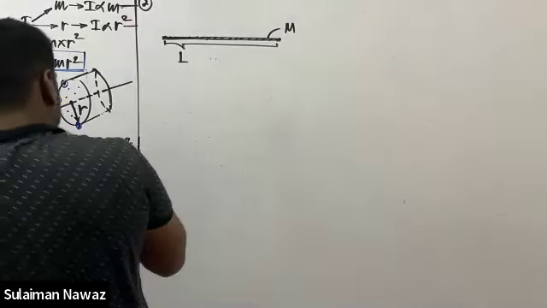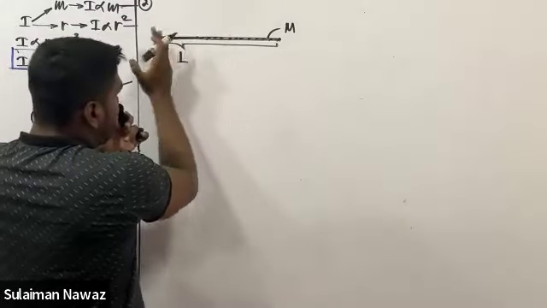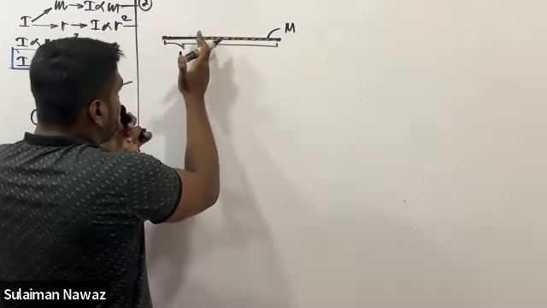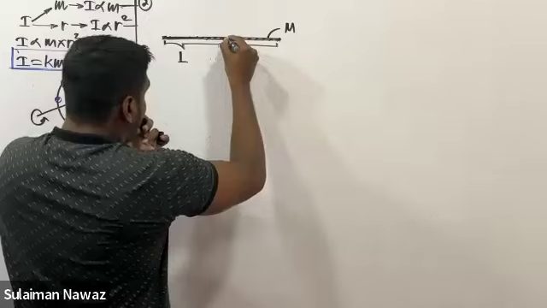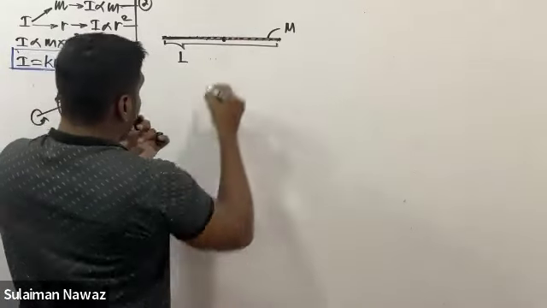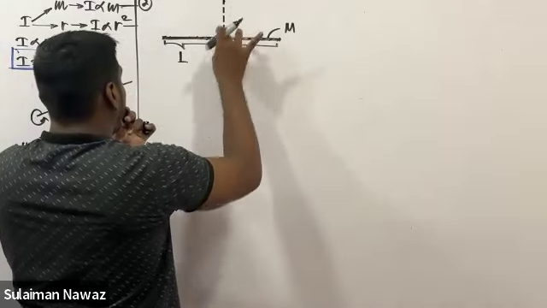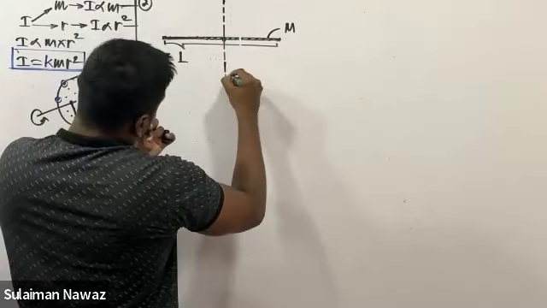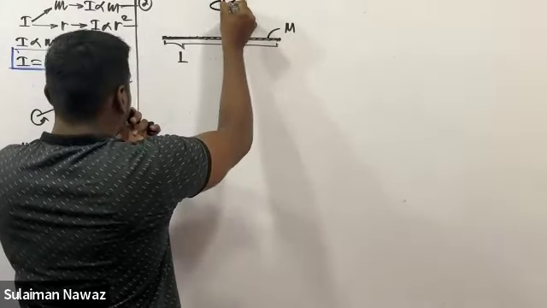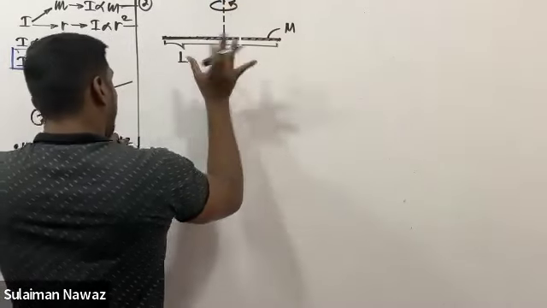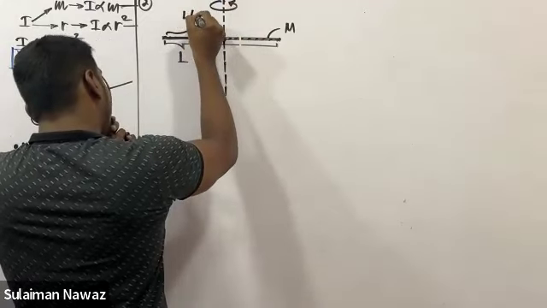Now this time the axis of rotation is passing through the midpoint of the rod. What is the midpoint? Total length is capital L, uniform thin rod. Midpoint is L by 2 from the end. This is the midpoint. This is the axis, the axis of rotation. Then this gap will be L by 2. Am I correct? L by 2.